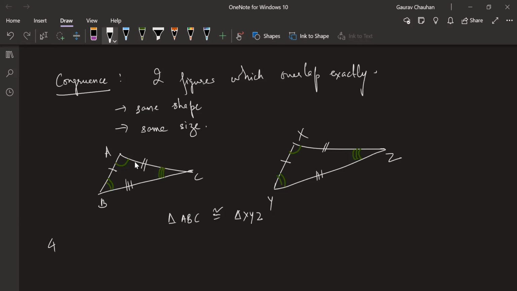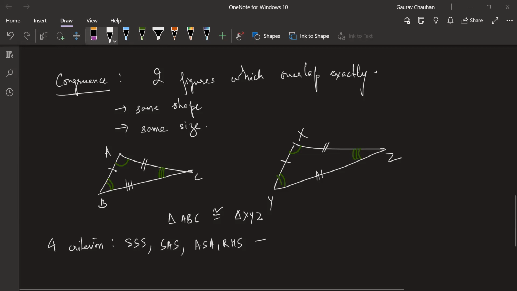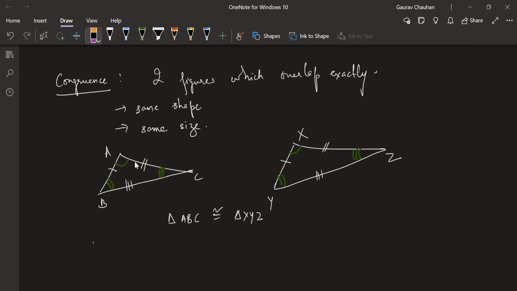Now, obviously, there are four criteria of congruence, and we've seen that earlier. We're not going into that now, but just these four criteria: SAS, SSS, ASA, and RHS. We'll come back to it maybe at some other chapter. But right now, just the meaning of congruence. That is, they have to have the exact same shape and same size so that they overlap exactly.